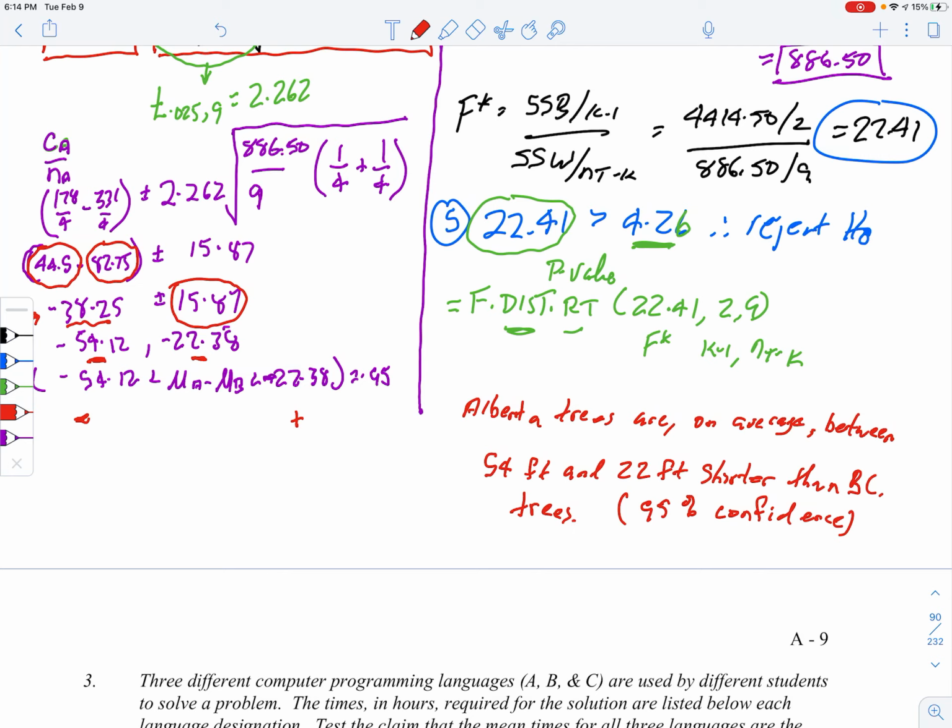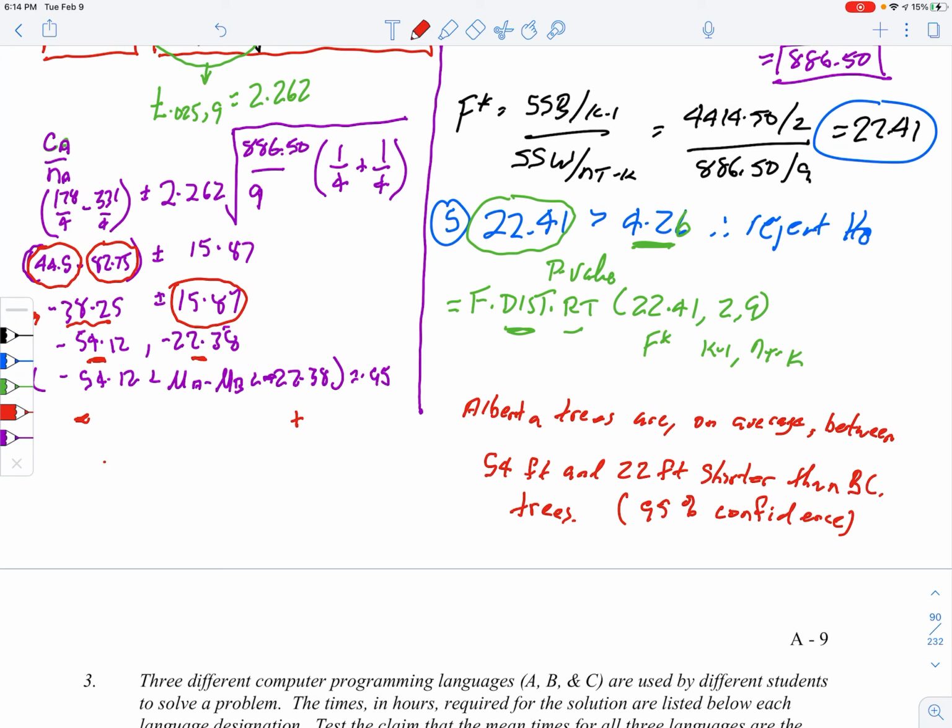Now, of course, if we'd taken BC minus Alberta, if we just switched them, you'd end up with two positive values there. And so if the two signs are either both negative or both positive, then that interval does not contain 0. And that means that there is a significant difference between them. However, if you end up with a negative value for the lower bound and a positive value for the upper bound, then the interval of the difference of means contains 0. And that means that there's no significant difference between them.